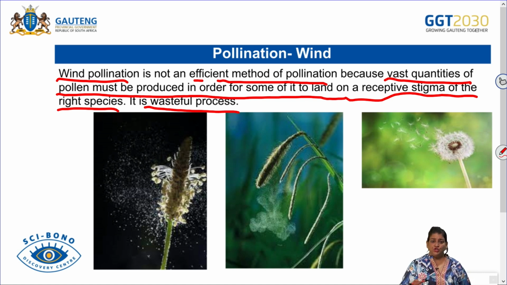So in order to ensure that some of the pollen is transferred onto the stigma of a flower that needs wind pollination, lots of pollen has to be produced. So it becomes very wasteful, because the more pollen is produced, the higher the chance of some pollen landing onto the stigma or onto the ovule of the pine cone.